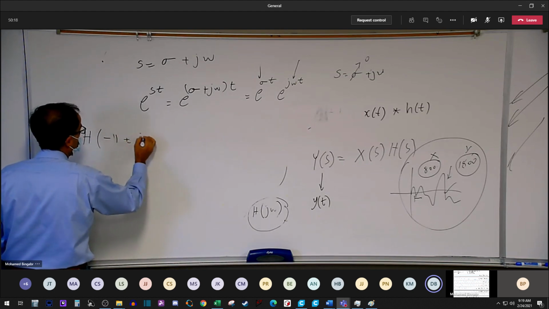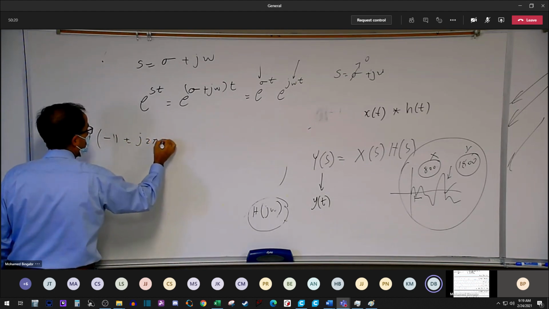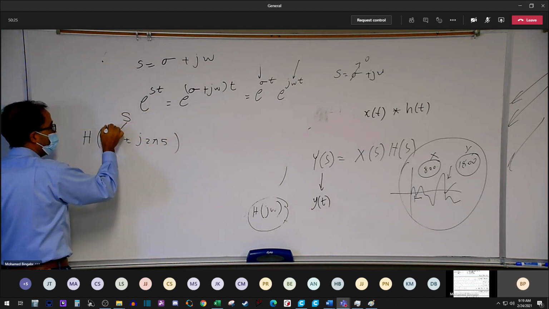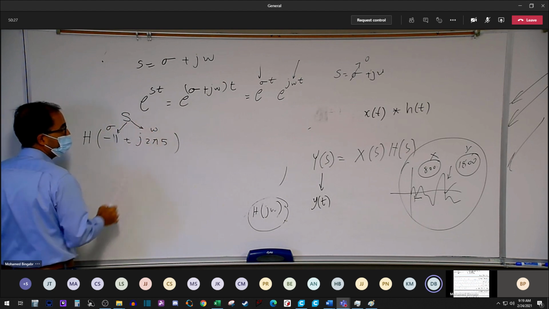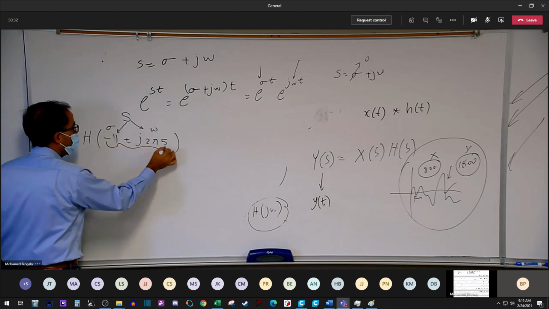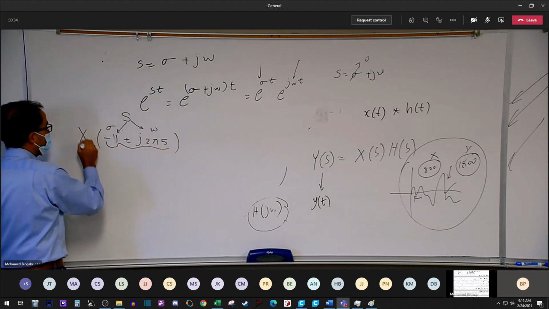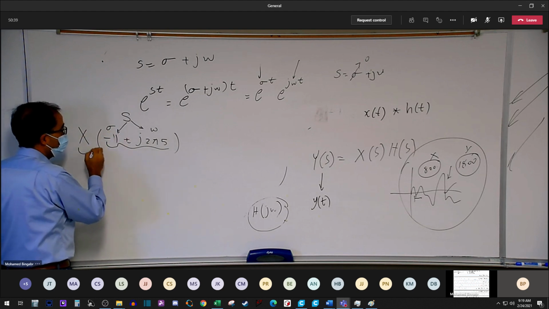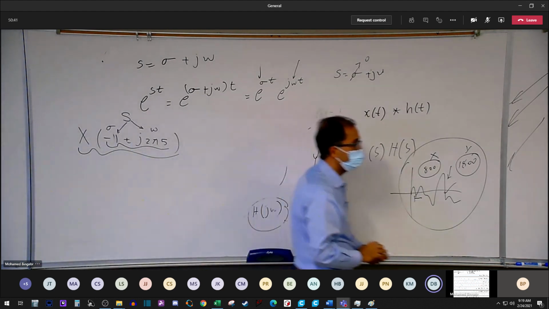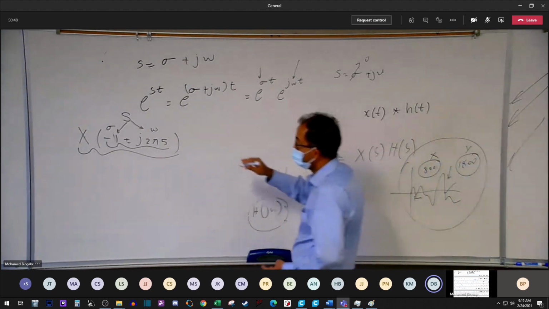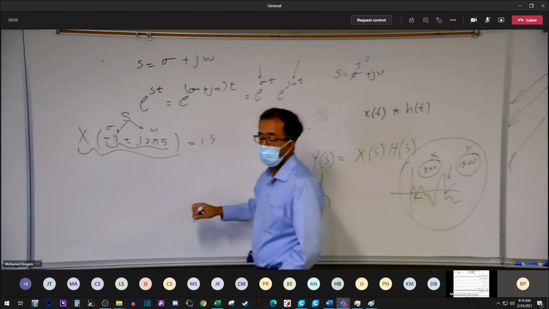-1 plus J 2 pi 5. So this is my complex frequency. This is sigma, this is omega. And I want to know, does this exist in the signal X? When you do the Laplace transform, what you will find, because this signal exists here, you're probably going to get something close or near to 1.5.